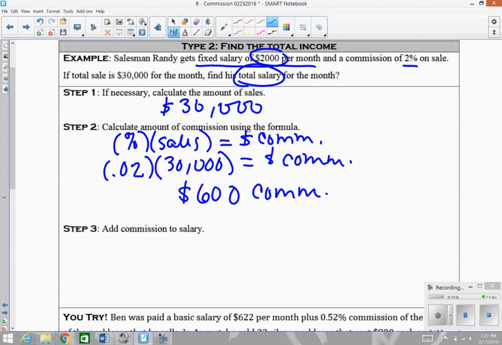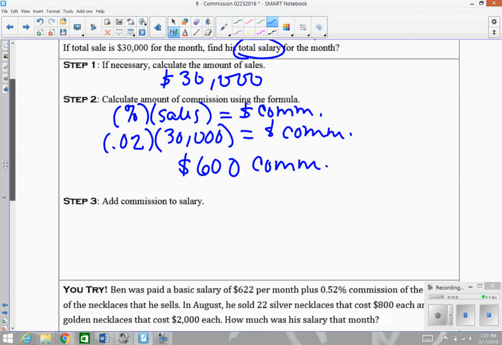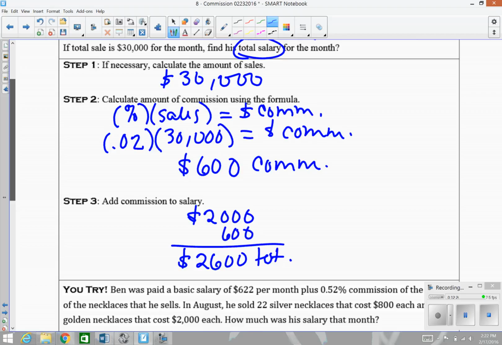But that's not his total salary. That's not the total amount of money he earns that month. He also gets $2,000 in his paycheck. So we take the $2,000 plus the $600, and we see that he is earning $2,600 total income this month.